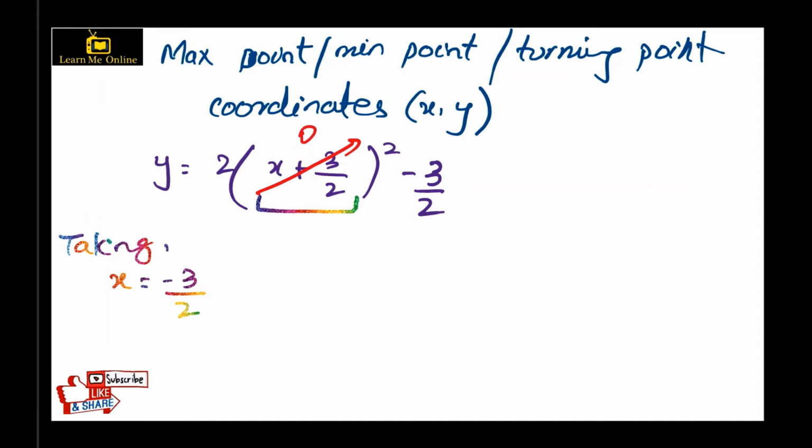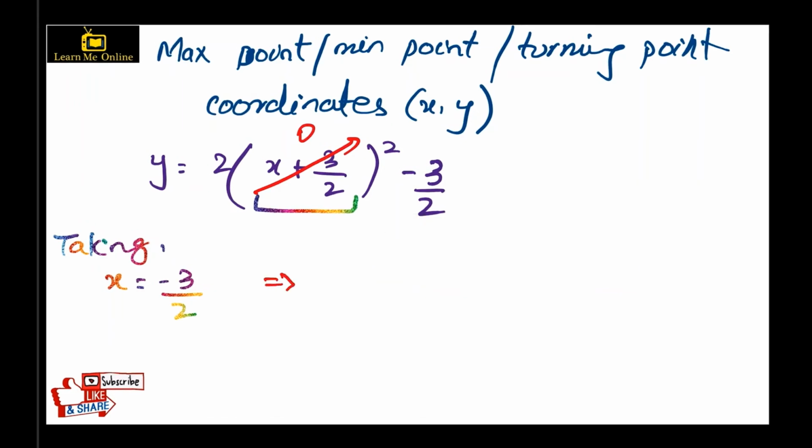So if I take the x value equals minus 3 over 2, then I would have the y value equals minus 3 over 2, because 0 times 2 would be 0. And from 0, if you do minus 3 over 2, you'll come out with minus 3 over 2. So the coordinates of the turning point would be minus 3 over 2 and minus 3 over 2. These are the turning point coordinates. I'm going to show you one more example now.